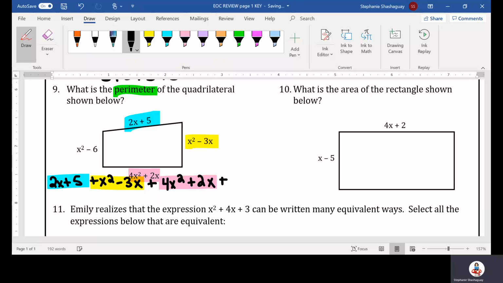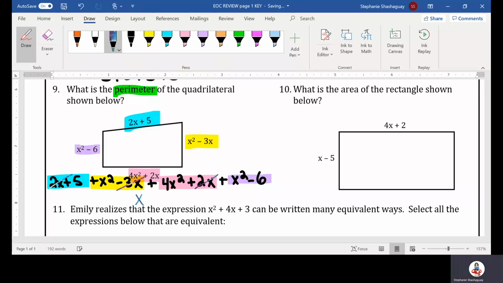And then I'm going to add x squared minus 6. Okay, those are all of the terms. I'm just adding them all together. So I'm going to find my like terms. I've got a 2x, and I'm going to add or subtract 3x, so I have negative x. Plus 2x gives me a 1x. So I have 1x.